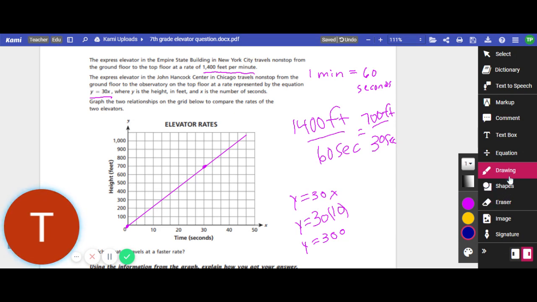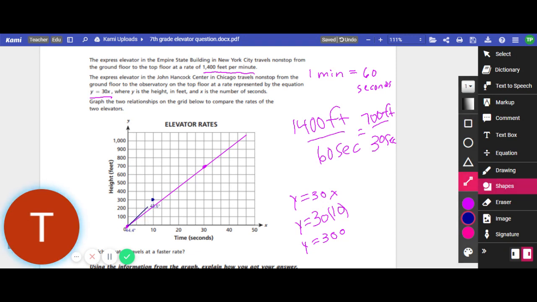So I can go ahead and graph that as well. I know that again, at 0 seconds, it's traveled 0 feet, but at 10 seconds, it's traveled, let's say 300 feet. So I'm gonna put a dot there. And now I'm gonna draw a line to go through that. I'm gonna try to make sure that it goes through that point as well as I can. Looks like about there. So now I have the 2 lines, okay? I've got the New York City Empire State Building line in purple, and I have the Chicago John Hancock Center building line in the blue.